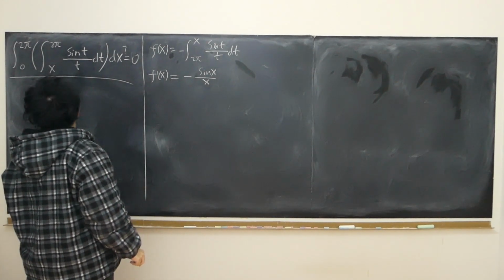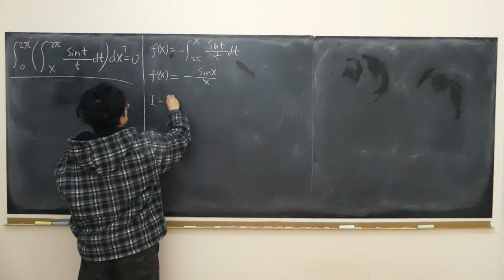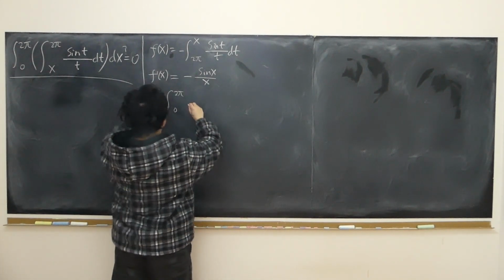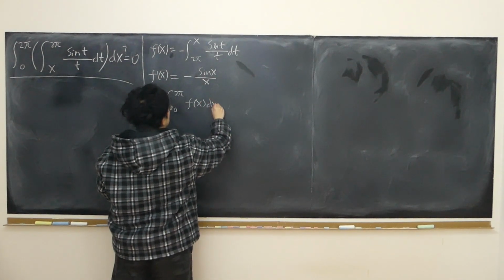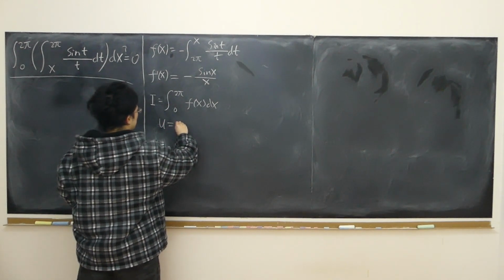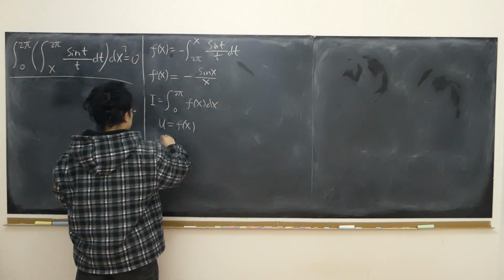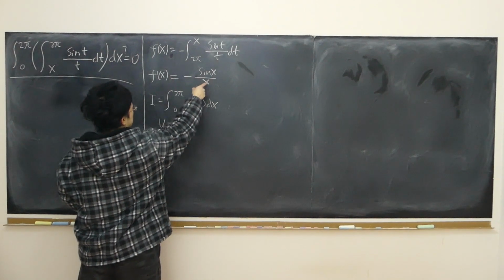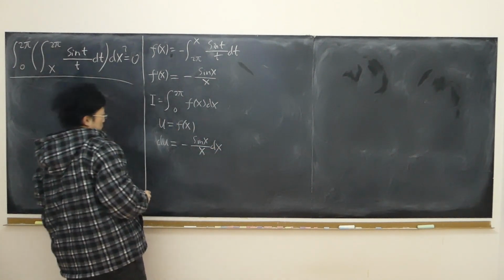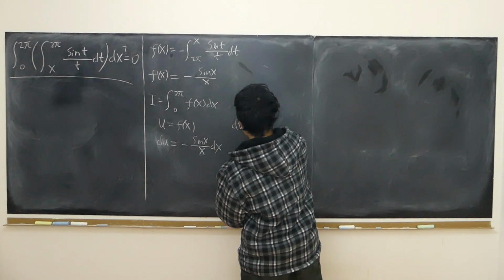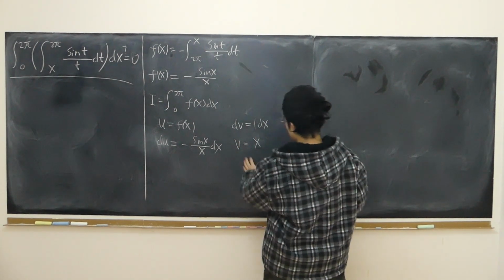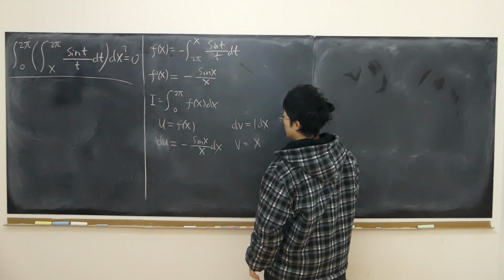Now, we can rewrite this integral as the integral from 0 to 2 pi of f of x dx. So we can just use u equal to f of x, then du is f dash of x dx, that is minus sine x over x dx. Then what's dv? dv is 1 dx. So what is v? v is just simply x. Right, so we can use integration by parts.